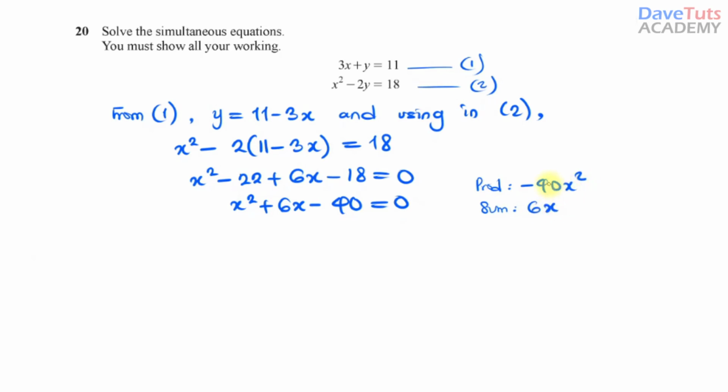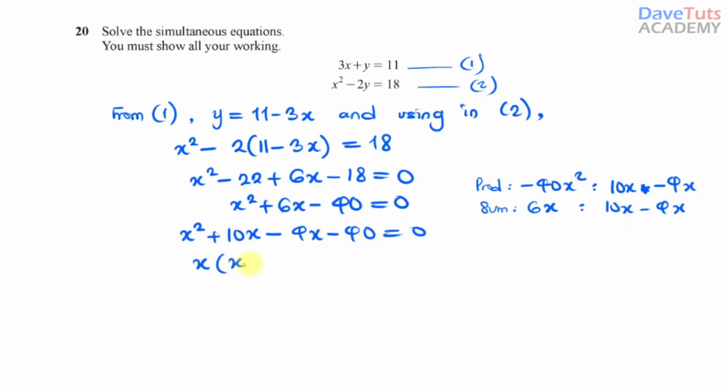So what two numbers can I multiply together to give me minus 40x squared and add together to give me 6x? Since the sum is positive, the larger number should be positive. Think 10x and minus 4x: 10x times minus 4x will be minus 40x squared, and 10x minus 4x is going to give us 6x. So here I can write x squared plus 10x minus 4x minus 40 is equal to 0. For the first two terms, x is common, so I have x plus 10 remaining. For the last two terms, minus 4 is common, again x plus 10 is remaining.